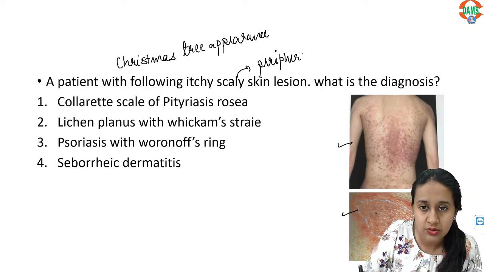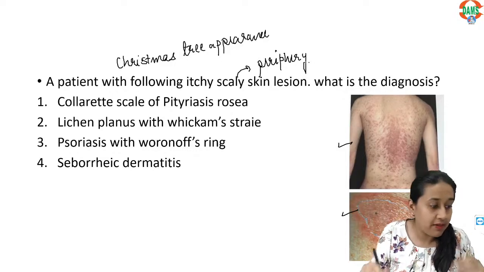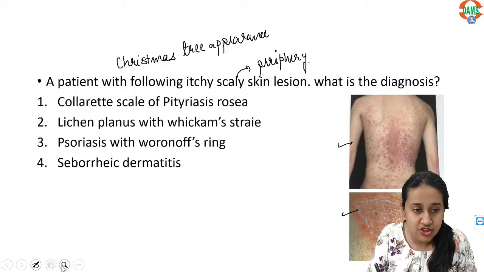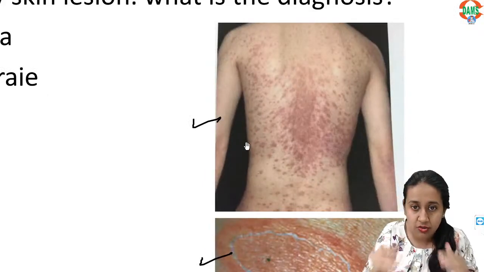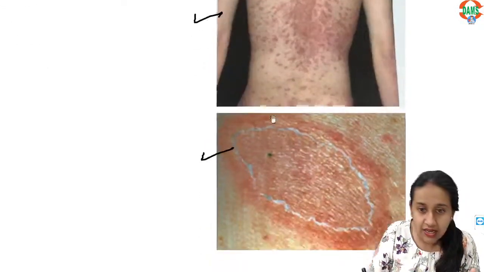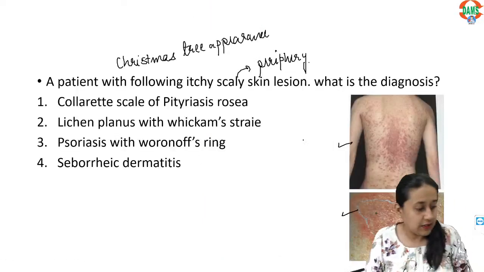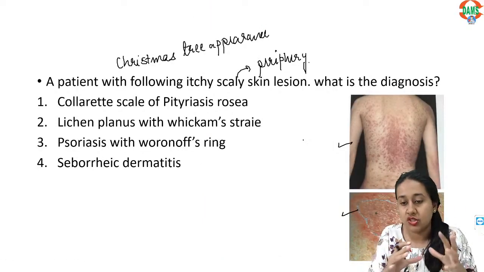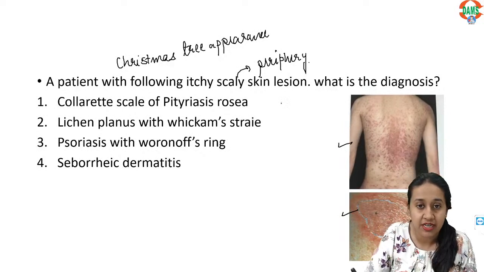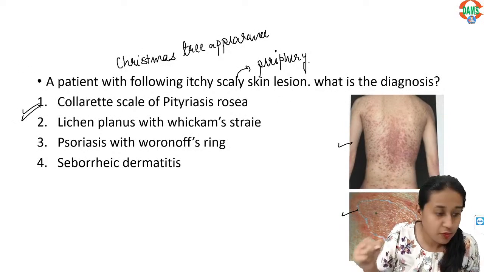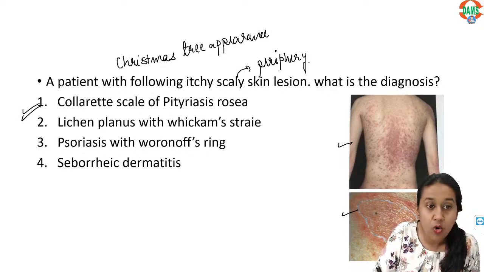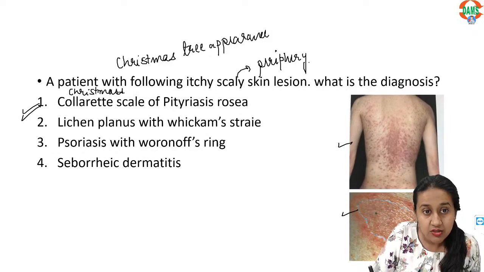So I want my students to let me know whether these two classical pictures were given or not. The first image shows the Christmas tree appearance, and another is a peripheral scale, which is the classical appearance which you see in the patients of pityriasis rosea. So the answer is option number 1. Pranav says that, ma'am, on the option it was written that it is the Christmas tree appearance. So if that is the case, we can write it here that the appearance is very, very classical.